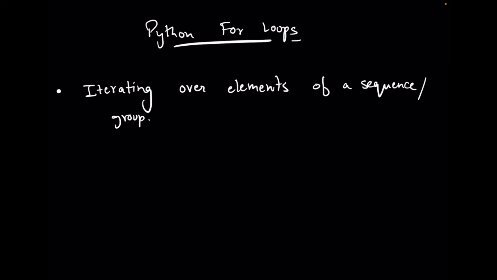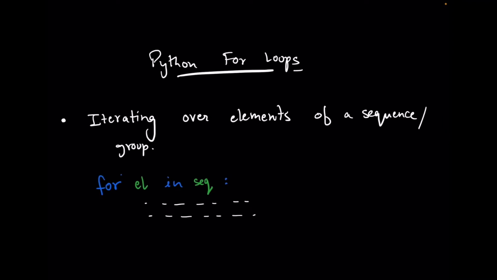So the syntax for this is really simple. It's something like this. The first word here is for, which lets the computer know that what you're going to write is a for loop. The second word here, L, stands for element. It's actually a variable name, so you can use any variable name here. I've used L to represent elements. Then we write in, after which we write the variable name of the sequence or the group that we want to iterate over.